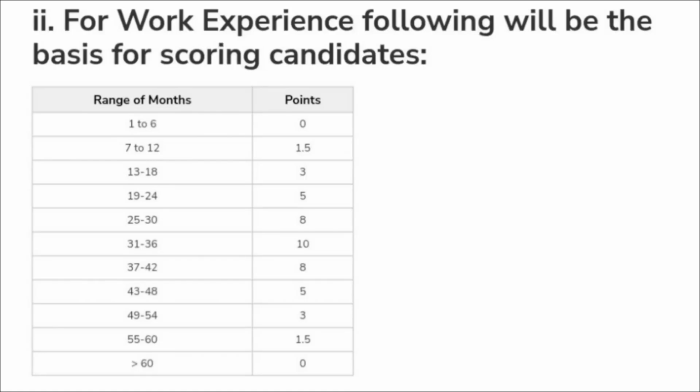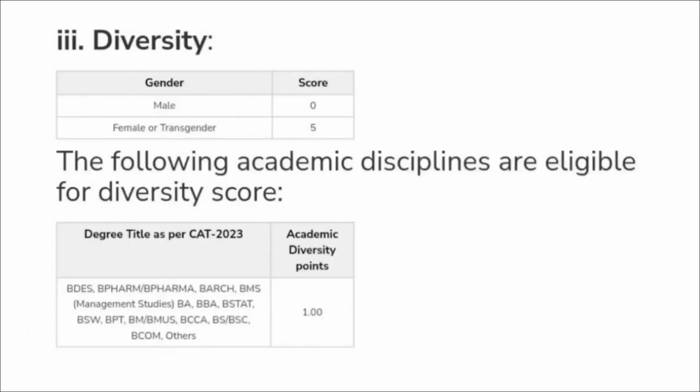If it is in between 49 to 54 months, for that there are 3 points. And if it is in between 55 to 60 months, for that there are 1.5 points. If we consider the diversity, then the female candidates will be awarded with the 5 marks. So this is all about the overall MBA admission process for the IIM Udaipur.